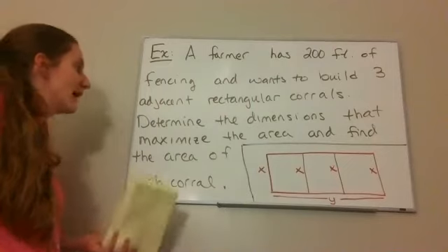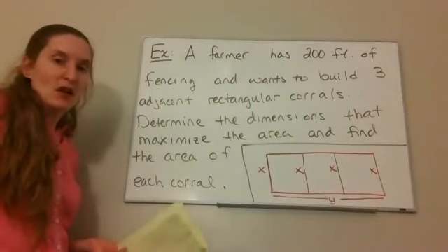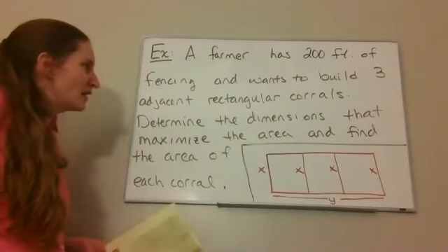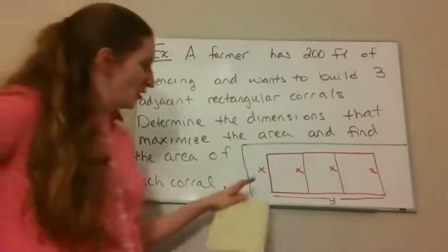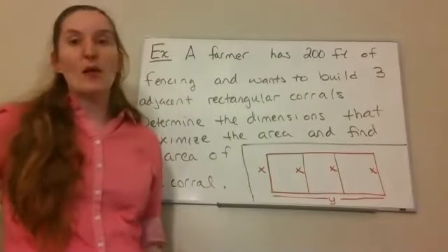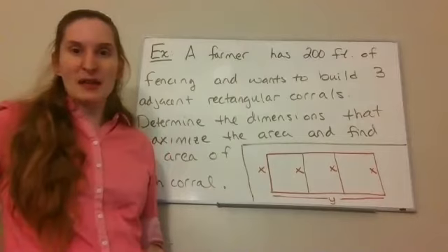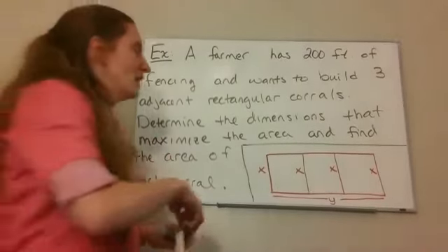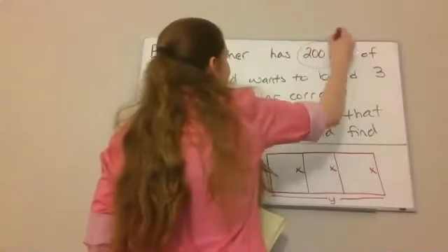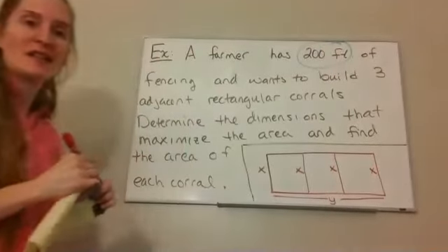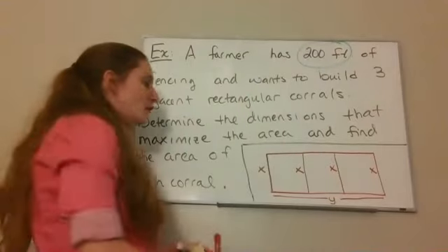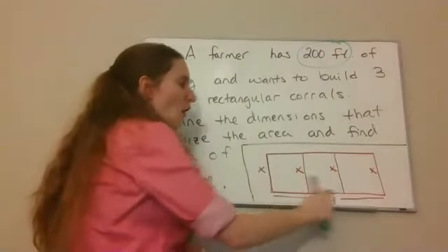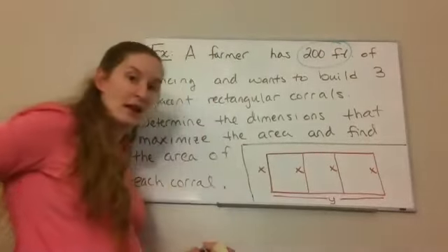We want the maximum area. Well, the problem is that just knowing the area, well, the area of this whole thing is x times y. But how do I make that as big as possible? I need to use everything in my problem. In particular, I need to use this 200 feet of fence. That 200 feet is referring to the amount of fence that makes all of these sides all added up.